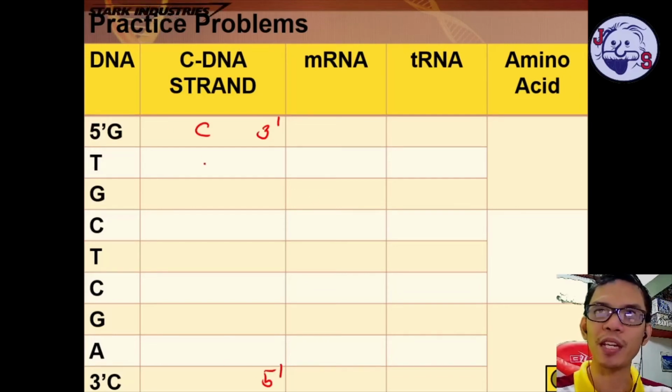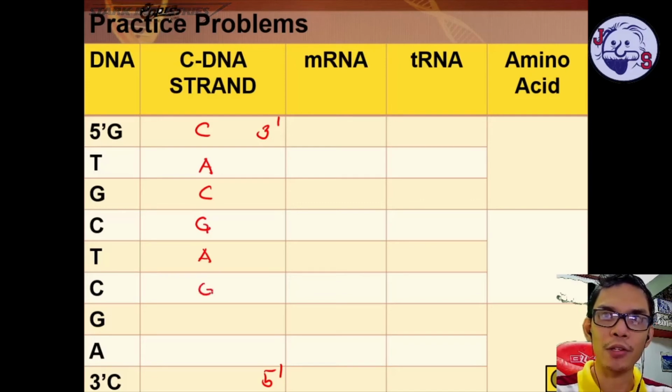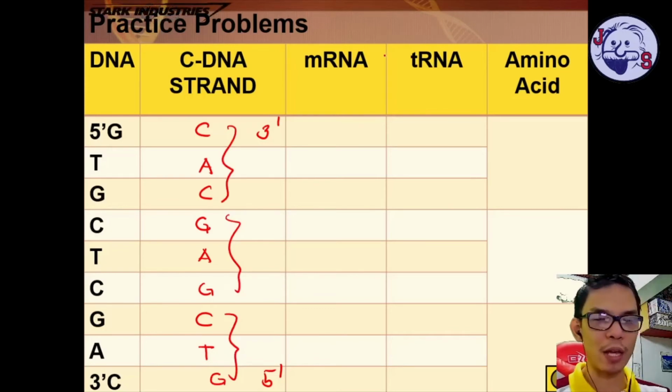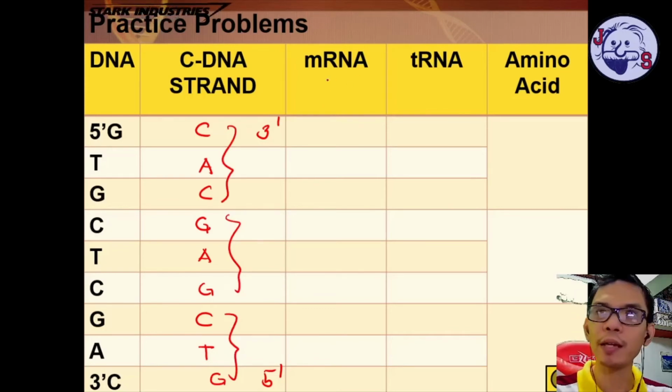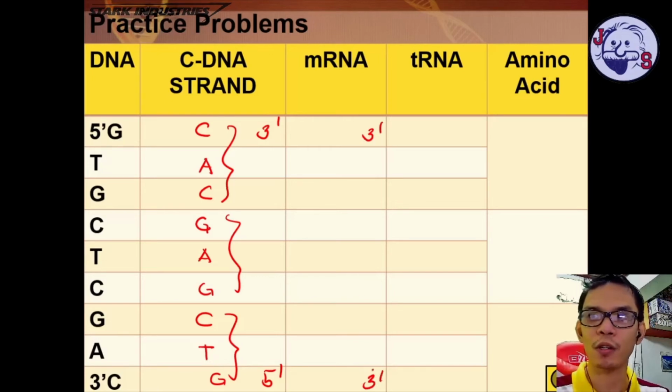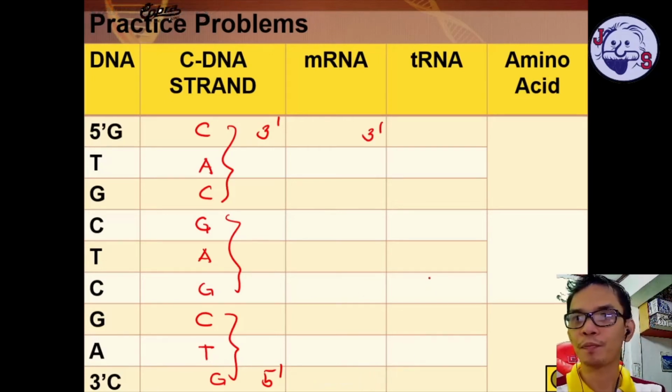We have C, A, C. On the other side, we have G, A, G. And also, we have C, G. Brackets for codon. Next one, we have the mRNA. Again, if that is 5 prime, the mRNA that you will have is 3 prime, and this one is 5 prime.